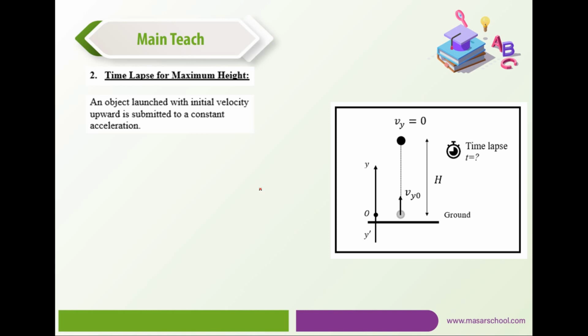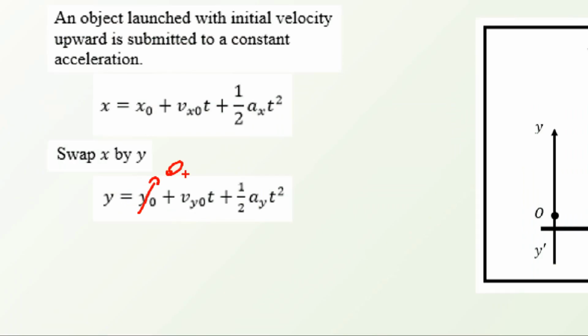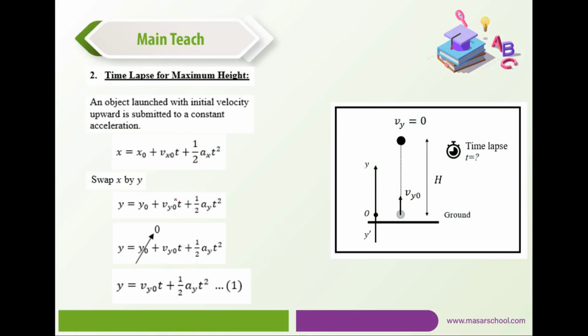An object launched with an initial velocity upward is submitted to a constant acceleration due to gravity. So this is a specific type of motion, uniformly varied motion. Then we can use any equation related to this motion, and in particular I'm gonna use this one. We're gonna swap x by y. The initial position is 0, so we have the following equation.